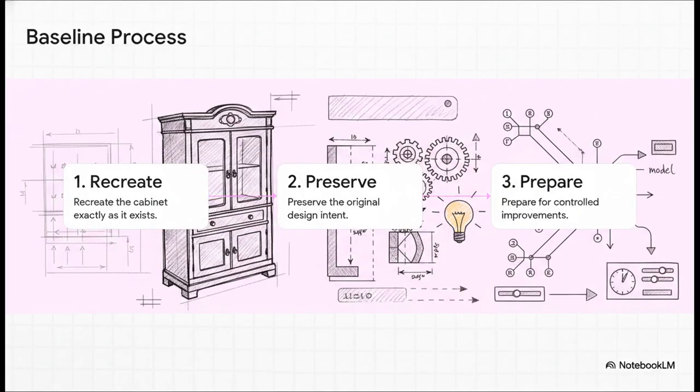And this process is absolutely critical. First, we recreate the cabinet exactly, making sure we've captured every detail. Second, we preserve the original design intent. This is key. We're not just drawing lines, we're trying to understand why it was built that way. And third, we prepare the model so we can make smart, controlled changes later on using our parameters.